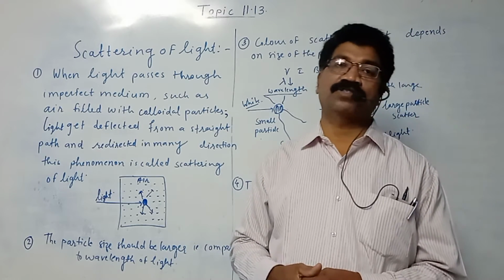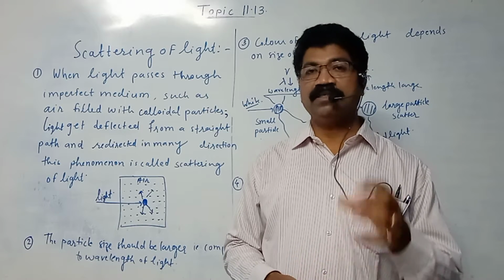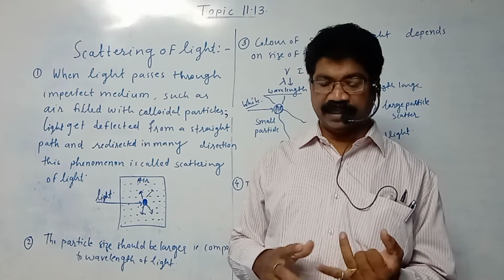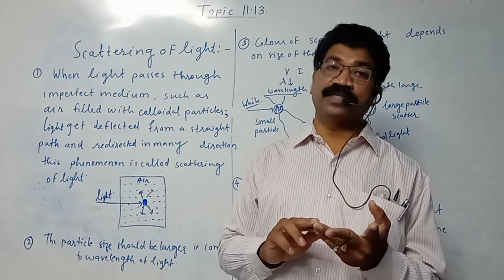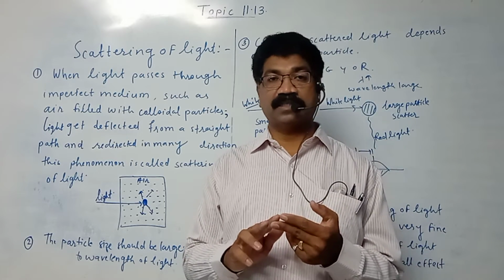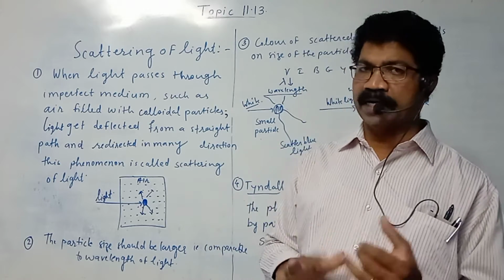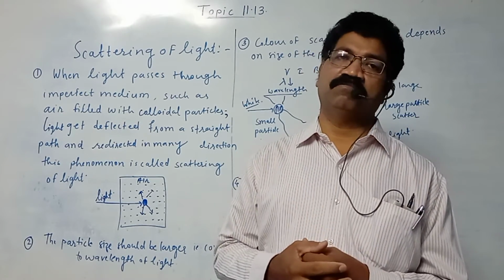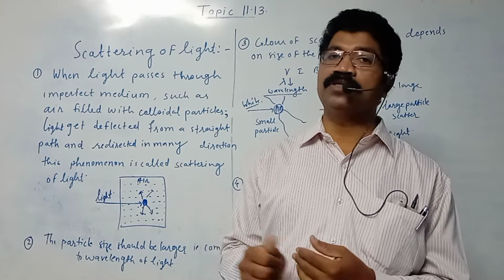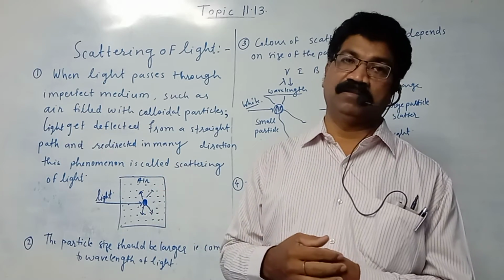All particles cannot scatter the light. For example, what does air contain? Air contains nitrogen 78%, oxygen 21% and 1% other gases. But these molecules of nitrogen, oxygen, carbon dioxide are very small, so they are not able to scatter the light.